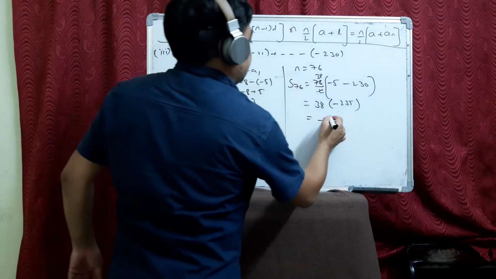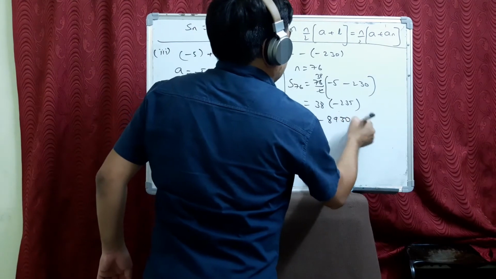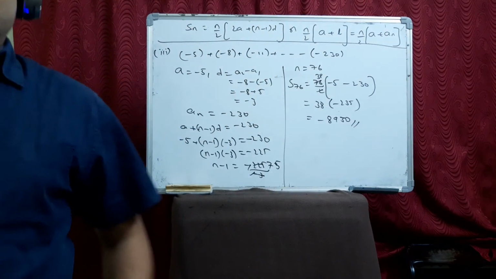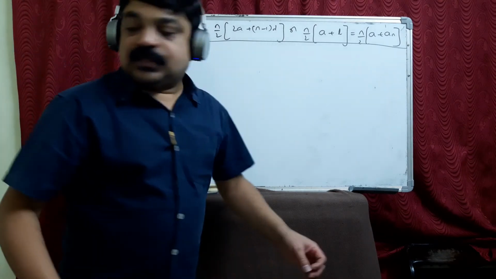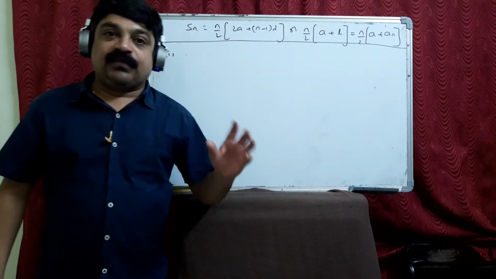It is minus 8930. Okay. Next problem. See, in third there are 10 questions, very small, but these are very, very important for 1 mark question case.